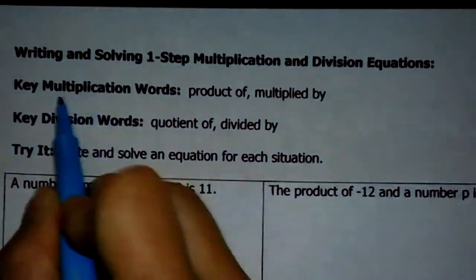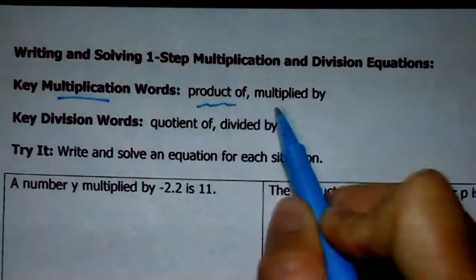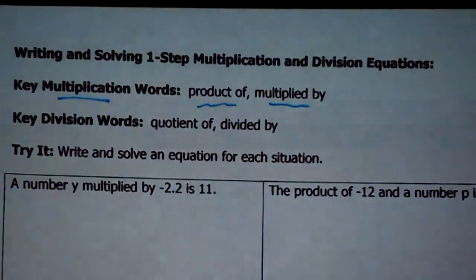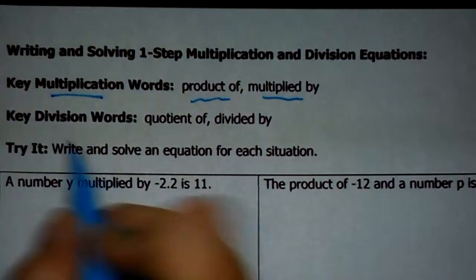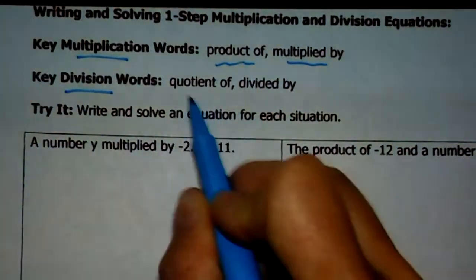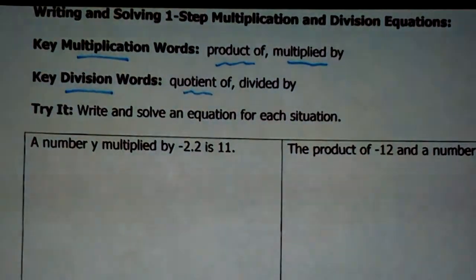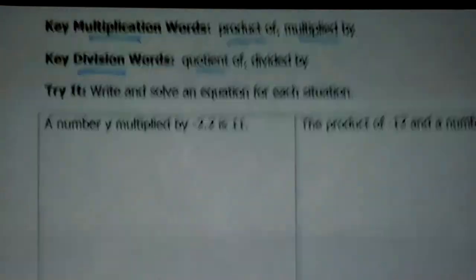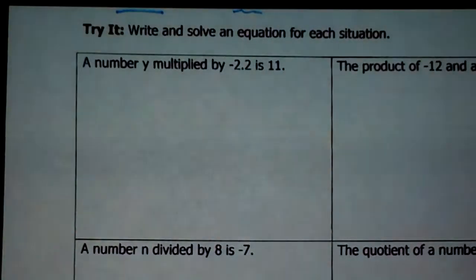Keywords for multiplication are product of, multiplied by. So if I say find the product, that means find the result of the multiplication problem. The key division words are quotient of or divided by. So if I say, what is the quotient of, that means what's the result of this division problem? So our step one, we're going to write our 4 equations in these examples, and then we'll go back and quickly solve them.